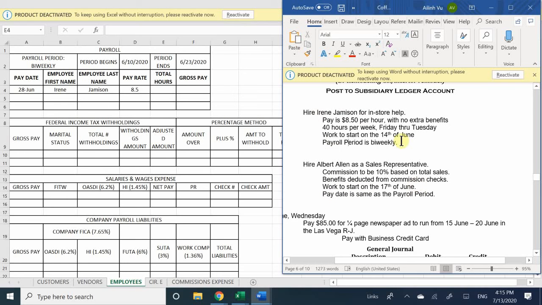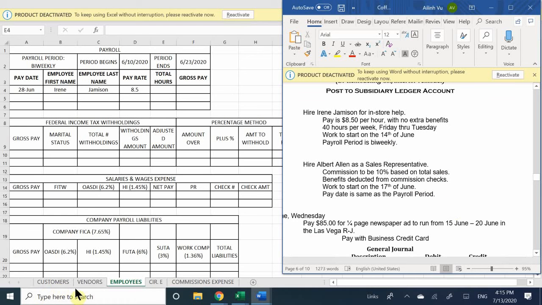Miss Jameson, because she's going to be an employee, we can use her for more than just being a cash register. Yes, we can have her set up for inventory, clean up the place. As long as we pay her, we get to tell her what to do. Mr. Allen's job is to be a sales representative and just make sales. That's it. His pay date is going to be the same as the payroll period, which is bi-weekly, so every 2 weeks he's going to get a paycheck from us.